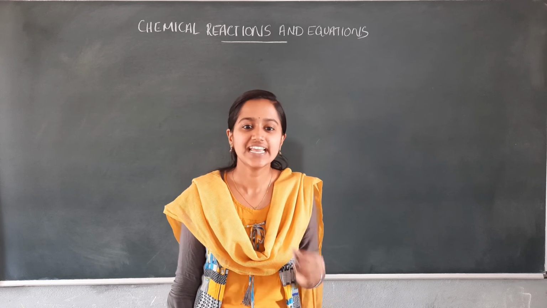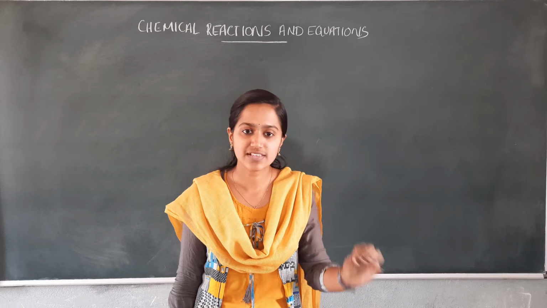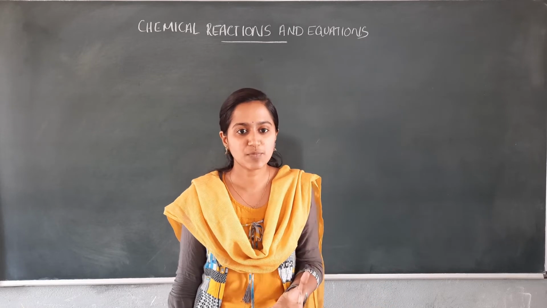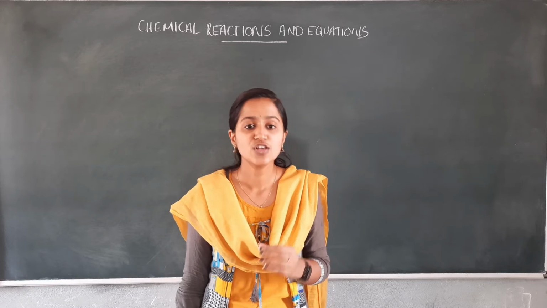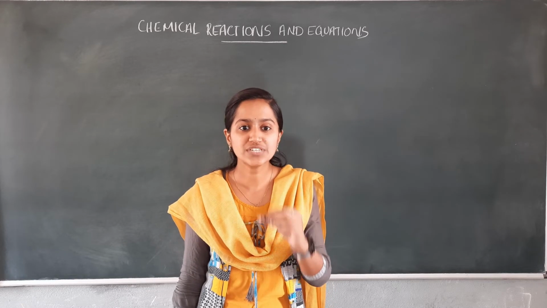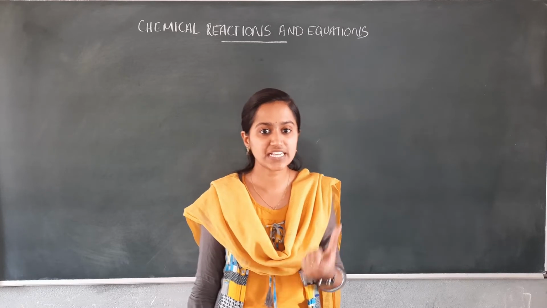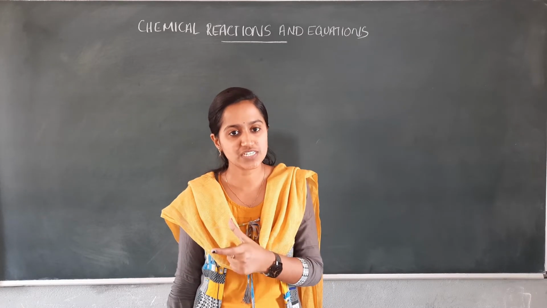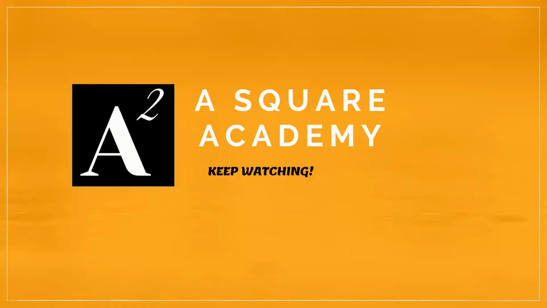Hello everyone. In the last video we saw physical and chemical changes with some examples, and we also discussed three sets of experiments that show chemical changes. So in this video we are going to deal with two topics. The first one is how to represent a chemical reaction in the form of an equation. The second one is how to balance a chemical equation.